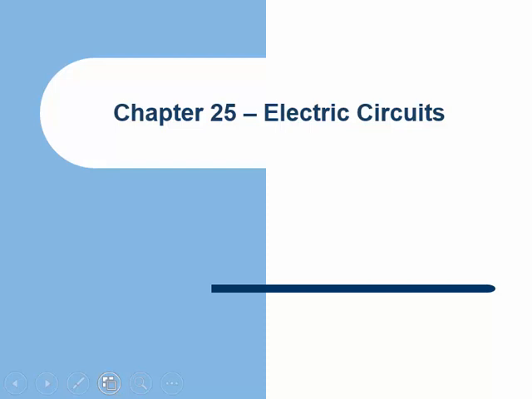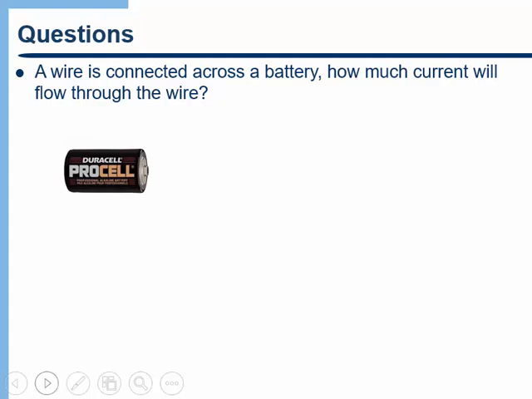Today we're going to start covering Chapter 25 on electric circuits, and we'll spend 2 class periods on this material. So I want to start with a question. The question is, a wire is connected across a battery. How much current will flow through the battery? So let's just imagine what we're talking about here.